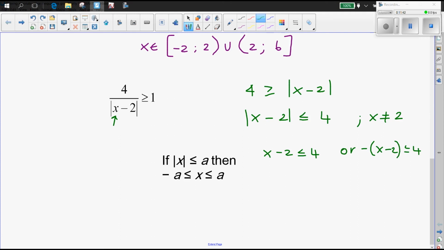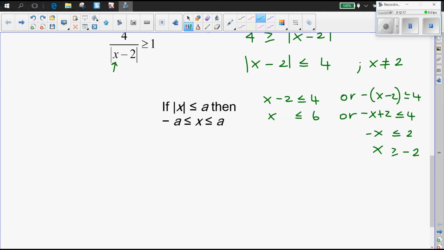So we have that x is less than or equal to 6, or minus x plus 2 is less than or equal to 4. We take 2 across, so we have negative x is less than or equal to 2. We divide the left-hand side and right-hand side by negative 1, and that changes the direction of the inequality. So we get x is greater than or equal to negative 2. The reason I'm doing this in two parts is because of my restriction. I can leave my answer in this format, taking note that x cannot equal 2 is a restriction to the solution.